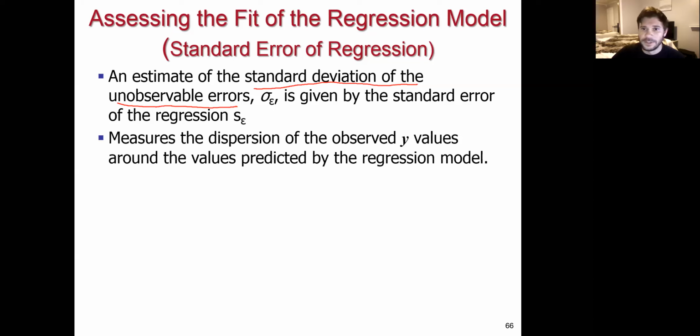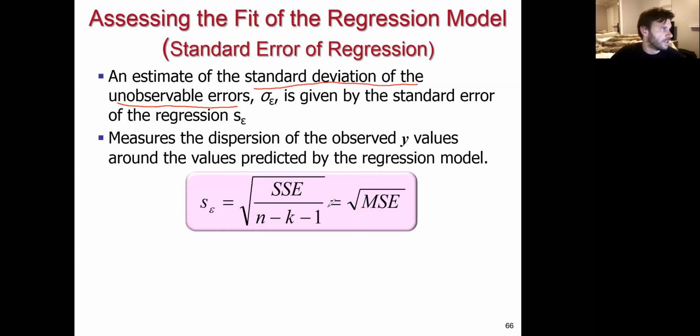So remember, the sum of squared errors, or the sum of squared residuals, that looked a whole lot like the variance. So if we take that sum of squared residuals, and instead of dividing it by n, we divide it by our degrees of freedom adjustment here, and then we take the square root, we get something called the root mean square error. Okay, it's the square root of the mean square error.